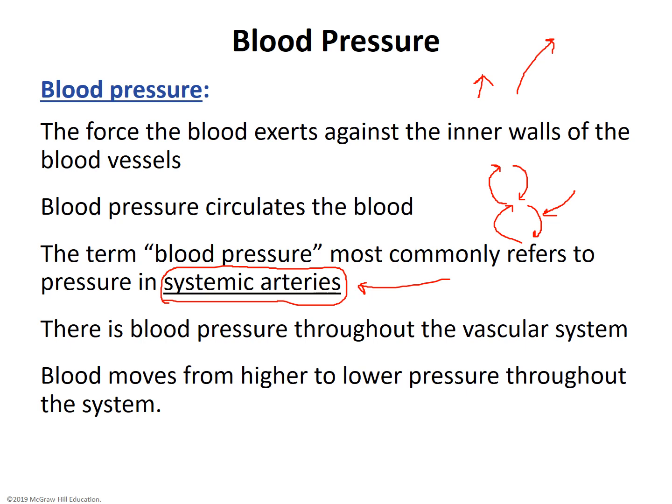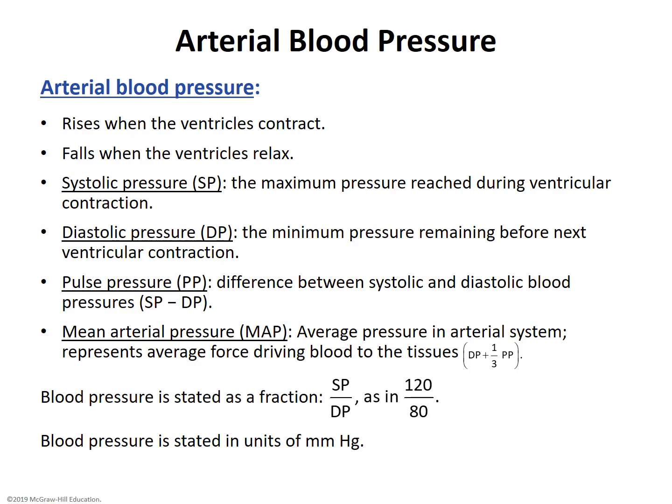Now, there is blood pressure throughout the whole vascular system, but most of it is very low. And blood moves from higher to lower pressures throughout the system. That's the way everything in the body necessarily works, whether it's high concentration to low concentration or high pressure to low pressure. So arterial blood pressure, when the ventricles contract, is going to cause an increase in pressure. When the ventricles relax, it causes a decrease in pressure. So when we're looking at something that says 120/80, the 120, the high pressure, is when the ventricles contract. The low pressure is the pressure in the system when the ventricles relax.